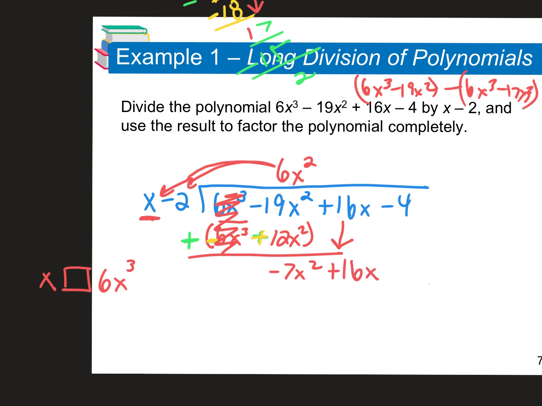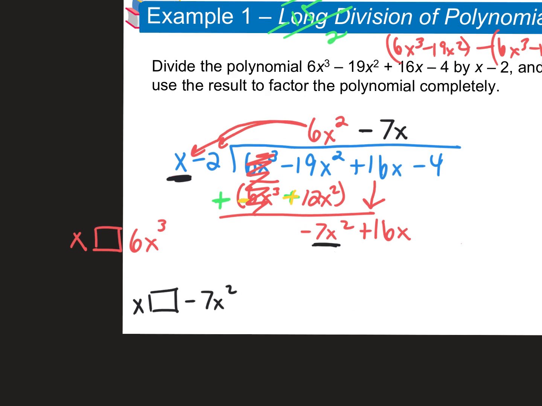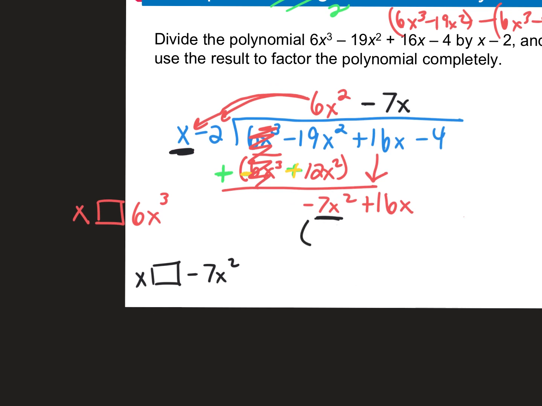It's always going to be first term, x, into this first term. So let's do a little side work. X times what gives me negative 7x squared? Negative 7x. So look, I'm going to put it right here above the 16x. I keep my variables set. Now, before I multiply, I'm going to get my subtraction set up so I don't forget to distribute the negative.